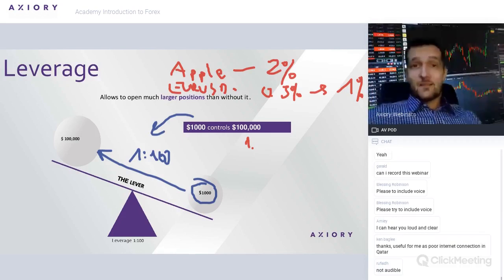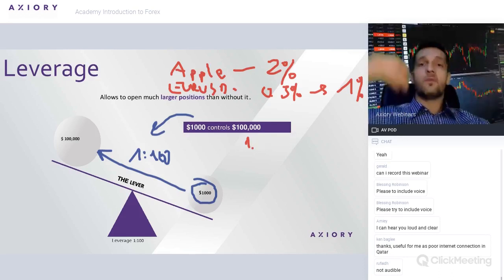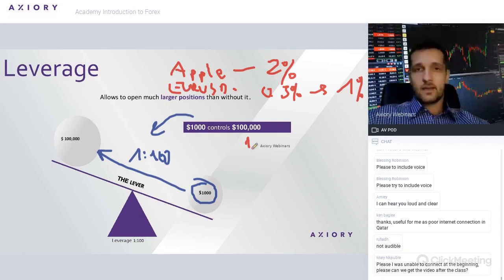Forex market is less volatile. So in order to make use of those small movements, they created leverage so that you can control more money and use those small movements. This is the purpose of the leverage.